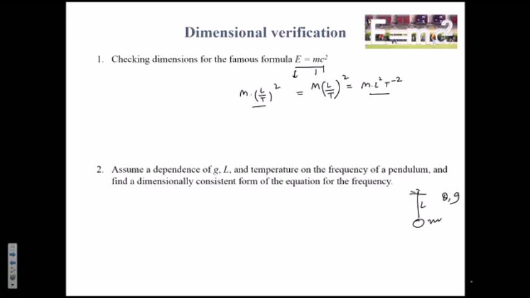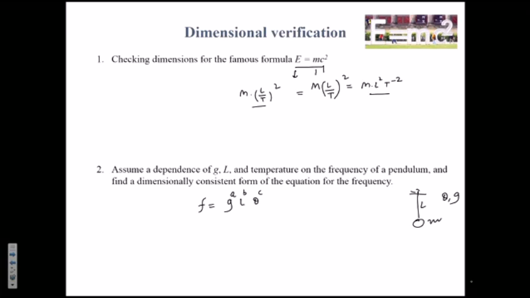So how do we solve a problem like this? It's very simple. We're looking for the formula for a frequency, and we are already given that it is dependent on the gravitational acceleration, the length, and the temperature, right? But we don't know whether f is equal to g, or is it g squared, is it g cubed, or is it 1 over g, or square root of g? We don't know that, right? So let's say we have these unknown exponents for each of these quantities. So it's g to the power a, L to the power b, t to the power c, right? And we don't know what a is, we don't know what b is, we don't know what c is, and that's something we need to find out.